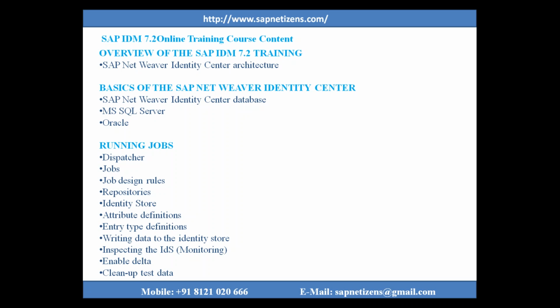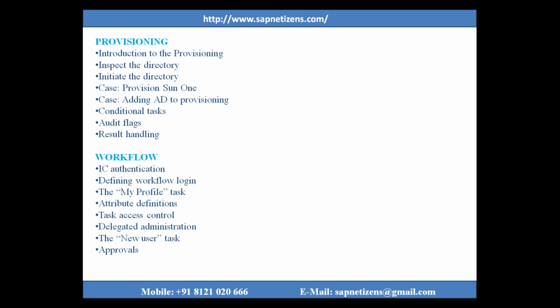And next, we'll deal with running jobs. Here, we'll proceed with dispatchers, jobs, job design rules, repositories, identity stores, attribute definitions, entry type definitions, writing data to the identity stores, inspecting the IDS, that is monitoring, and enabling the delta, cleanup and the test data.